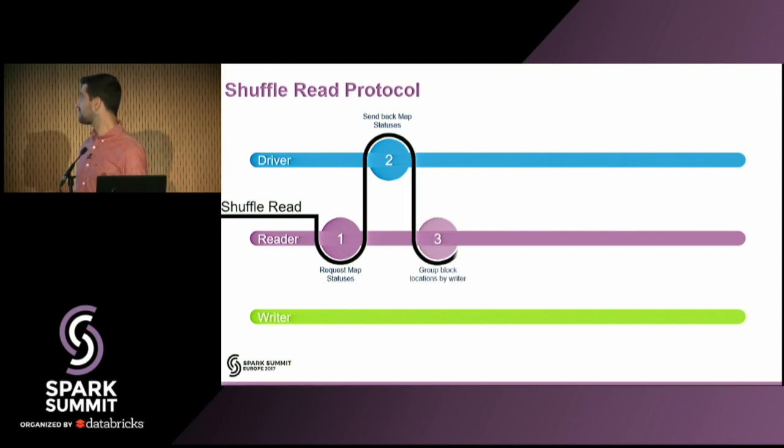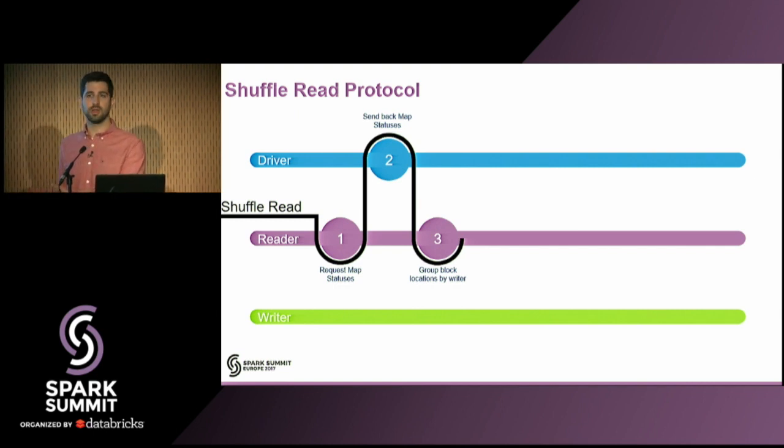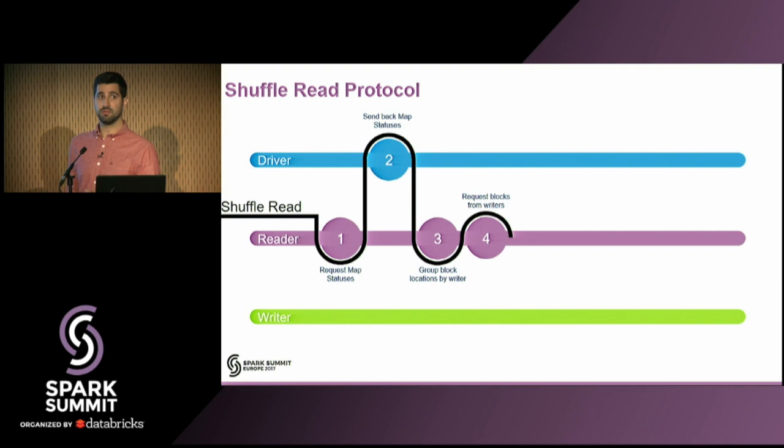So with this metadata that we got from the driver, the reader will then group the blocks by their writer. And when I say writer, I mean executor. So it really depends on the number of executors that you have. And this reader is also an executor by itself. Now, when it groups the block locations by the writer, it will then send a fetch request with this list of blocks to each writer. So this step actually happens for each and every writer that has the data that we're looking for.